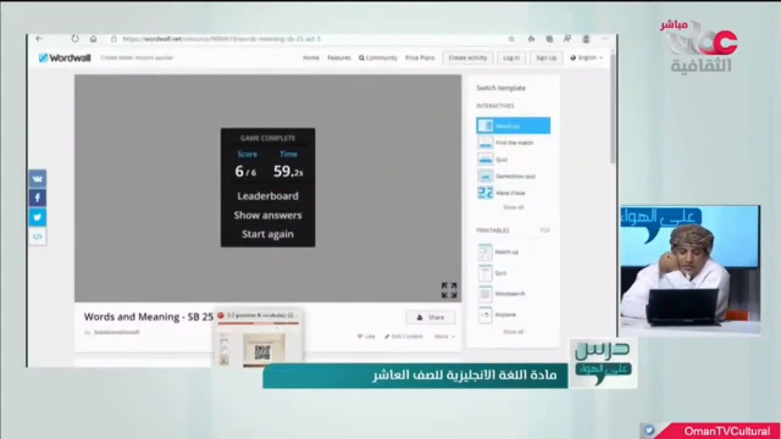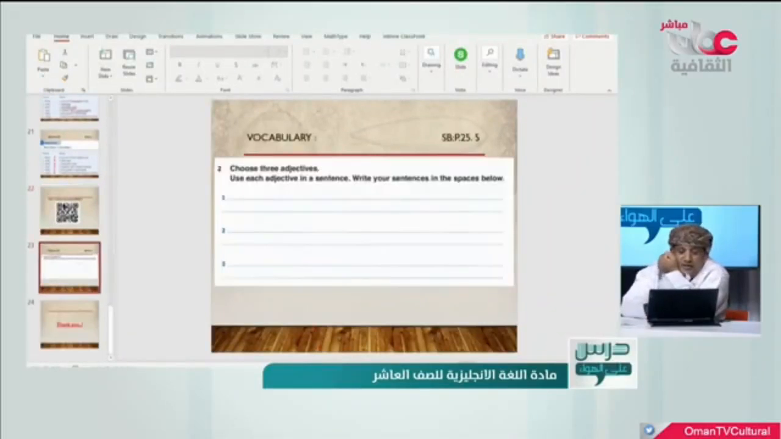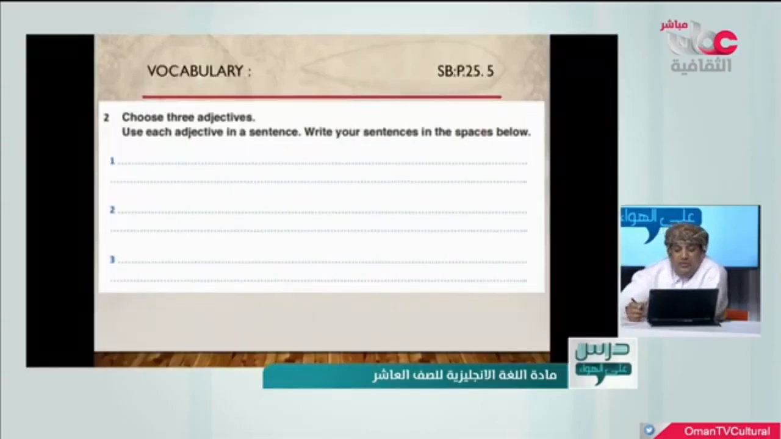Okay, let's return to our class book. Now, the final thing: I want you to choose 3 adjectives that you have learned today, and use each adjective in a sentence. Write your sentences in the space below. I will give you 3 or 4 minutes to complete this task.